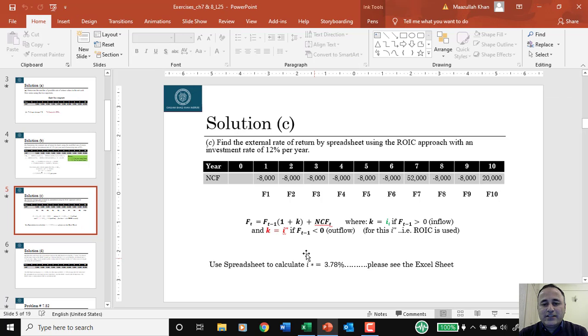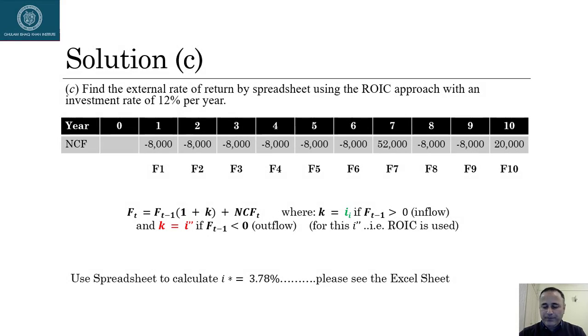Again, it's not technical. Start with a number, decide whether it's a negative number or positive number. If it is negative, use ROIC. If it is positive, use investment rate. Finding a solution with your hands would be difficult. It would be close to impossible. So I would suggest use your Microsoft Excel. Okay, let's move forward.